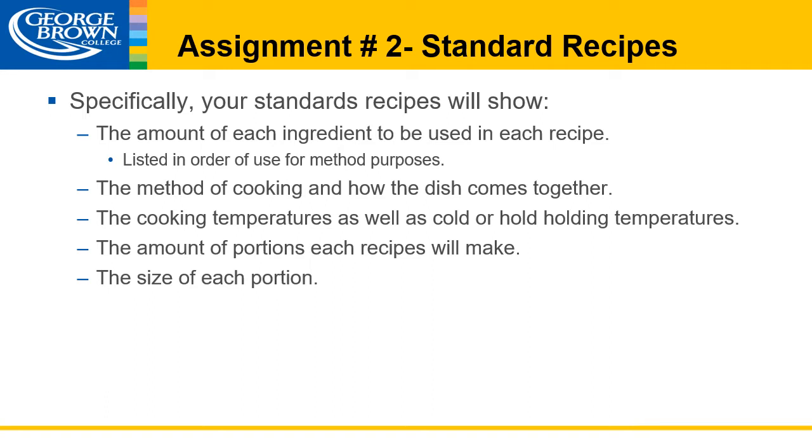So you have to show the amount of each ingredient that is used in the recipe. You should be listing it in order of use. So basically, which product is used first should be listed first. You have to show the method of cooking or preparation for each of the dishes, the cooking temperatures, as well as cold or hot holding temperatures, the amount of portions that each recipe will make, and the portion size for each recipe. Okay, you'll easily identify what you need to do when you see the template itself. It has sections for all of these things. Okay.